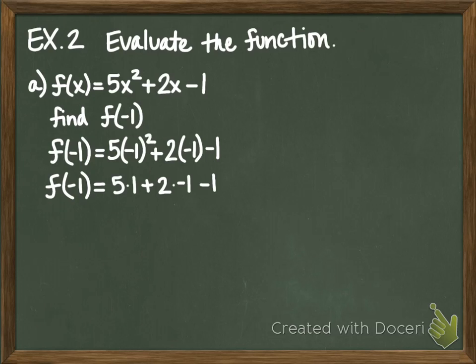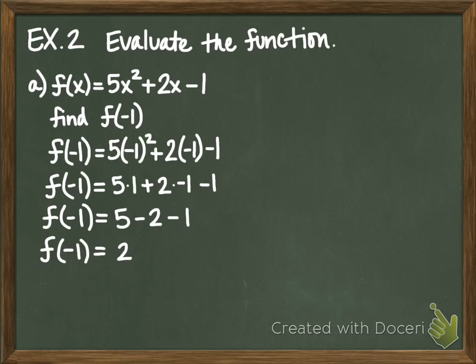Then we do all of our multiplication. So 5 times 1 is 5, 2 times -1 is -2, and then I have the -1 on the end. So order of operations, now I'm going to add left to right. 5 minus 2 minus 1 will be 2. So f of -1 equals 2. Make sure that you put f of -1 on the left-hand side, or it's not a complete sentence, not a complete statement.